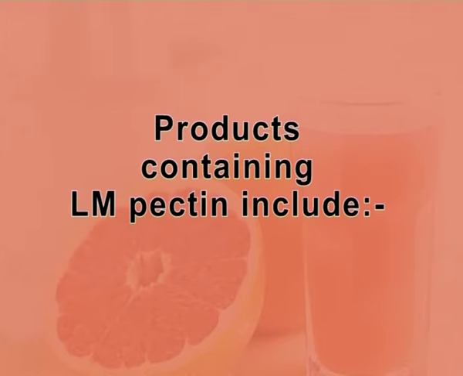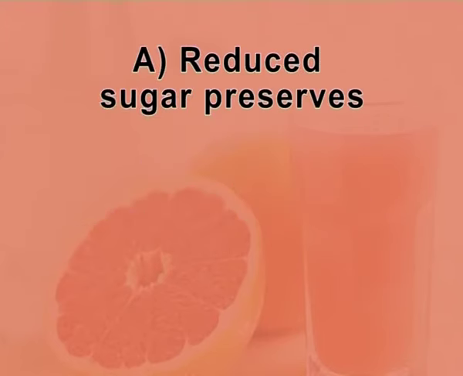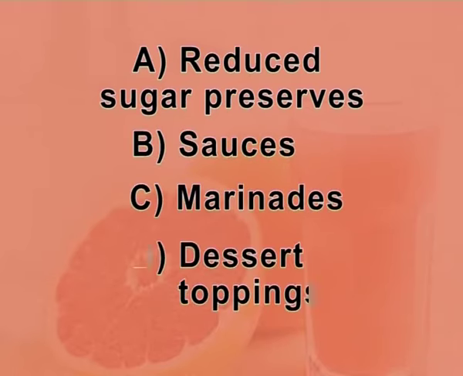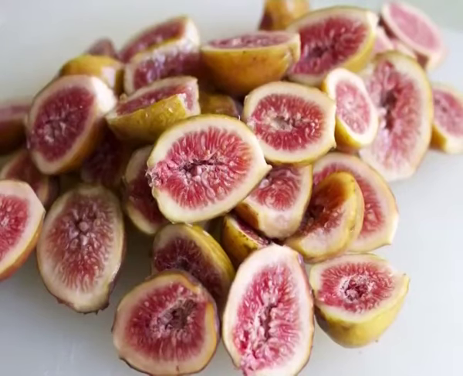Low methoxy pectin, also known as LM pectin, is often used for food products with reduced sugar content. This form of pectin needs calcium as a catalyst to begin the gelling process. Products containing LM pectin include reduced sugar preserves, sauces, marmalades and dessert toppings. LM pectin is also used in low acid fruit preserves such as fig preserves.